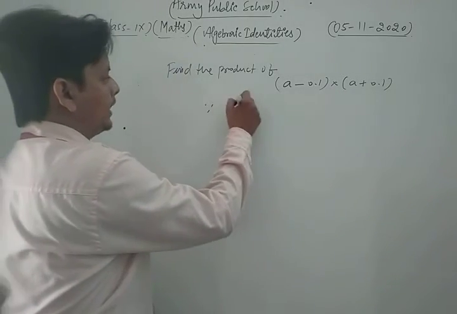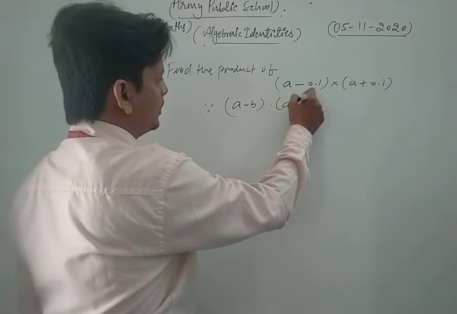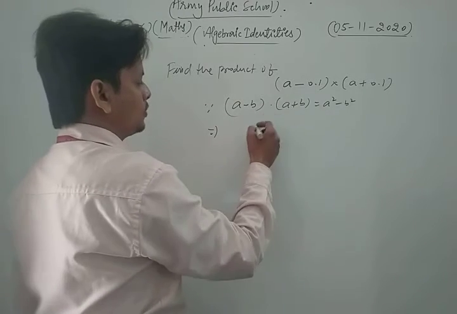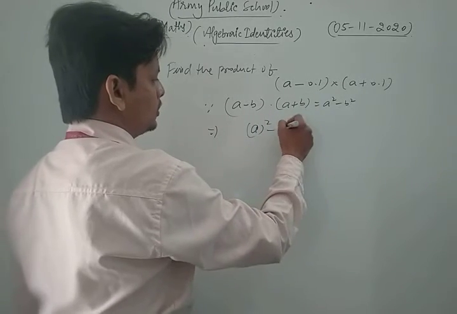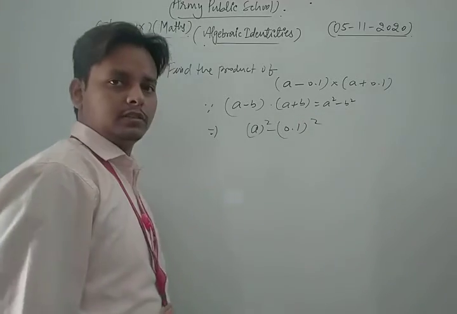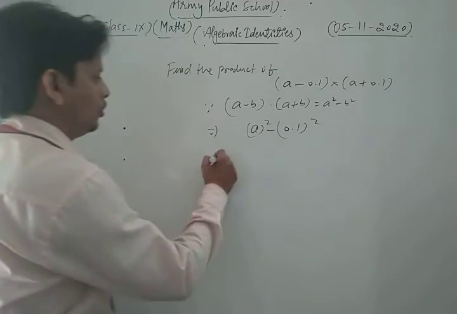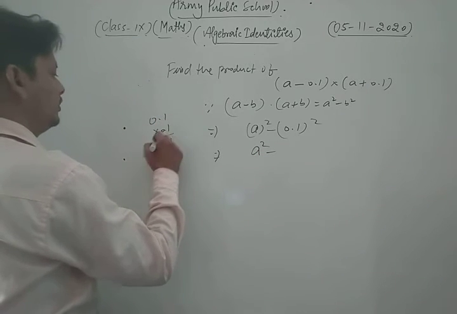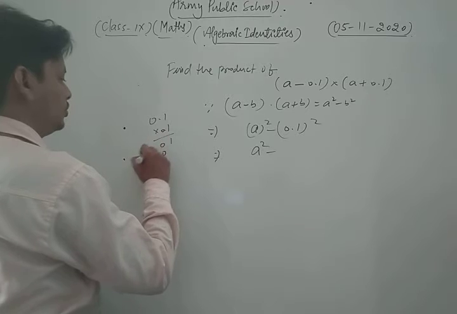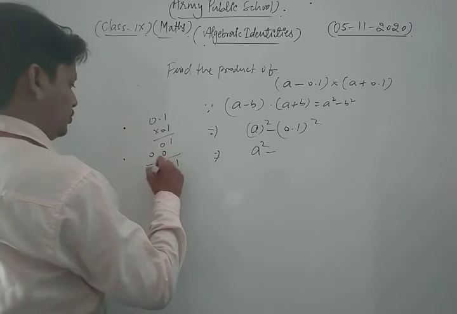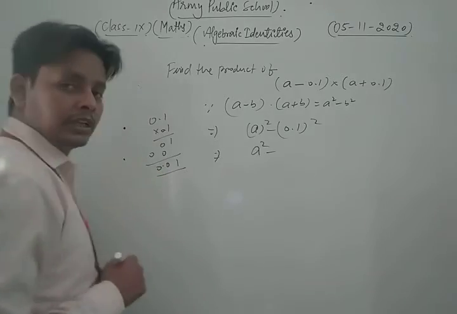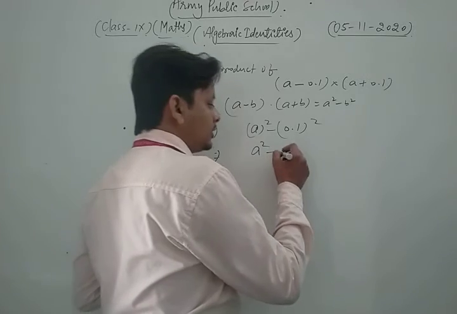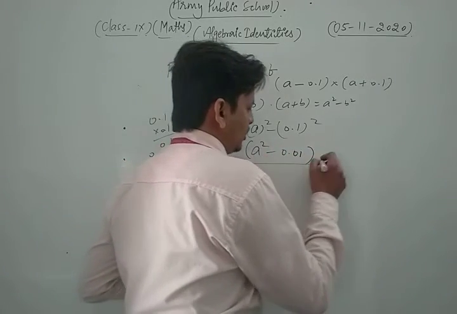Look, since you know that a minus b into a plus b is equal to a square minus b square, na? So we apply here a square is a square, and b square is 0.1 square. Okay, dear students, here we apply that formula. Now look, this is a square as it is. Now 0.1 into 0.1 is 1 into 1 is 1, and the decimal takes 2 places left, na? Look, 2 places left. So dear student, here what we get is 0.01. This is our final answer.